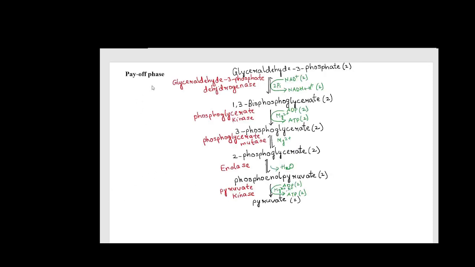So the next phase will be the payoff phase, and this will be the 6th step of glycolysis, where 2 molecules of glyceraldehyde 3-phosphate are converted into 1,3-bisphosphoglycerate by the enzyme glyceraldehyde 3-phosphate dehydrogenase. In this step, one NADH molecule is produced per molecule of glyceraldehyde 3-phosphate. So here, because there are 2 molecules, 2 NADH are produced, and here the phosphate donor is an inorganic phosphate and not ATP.